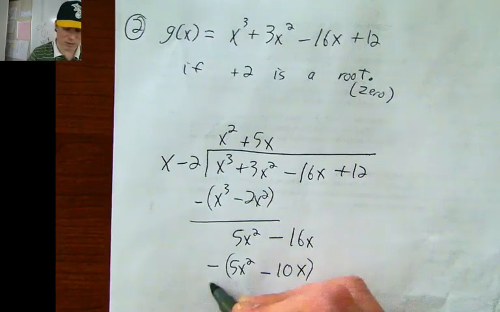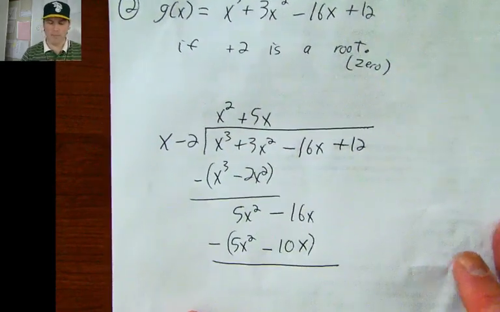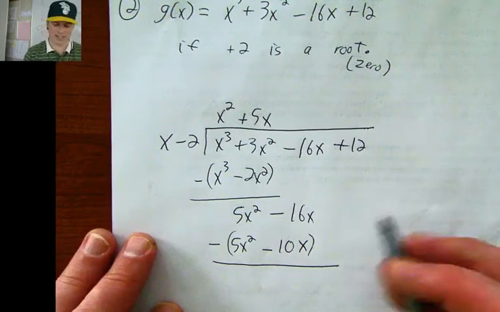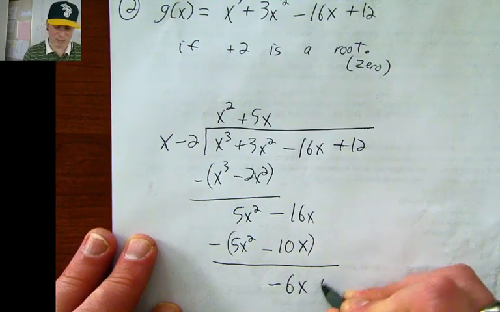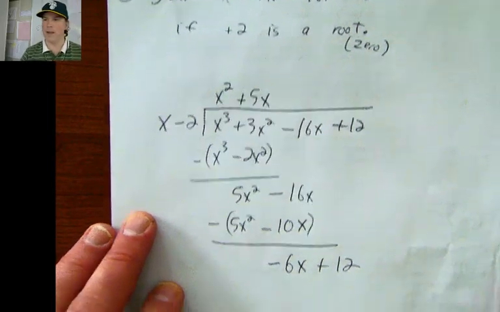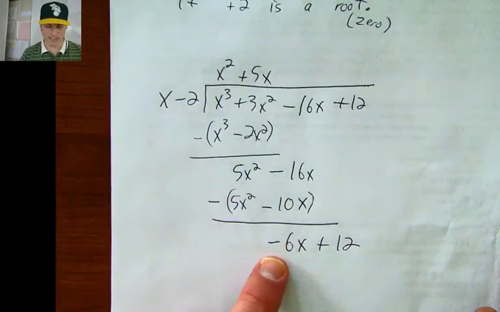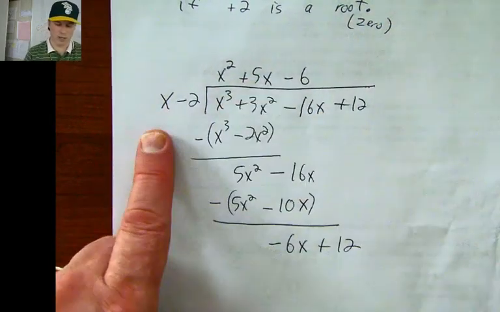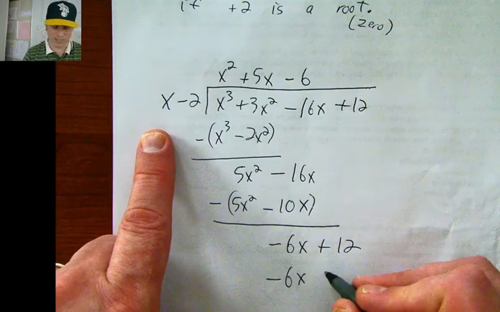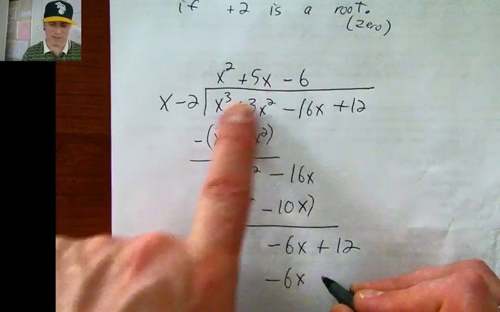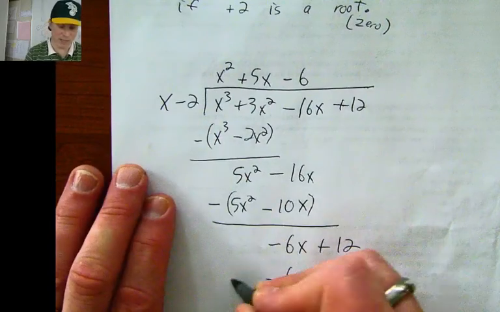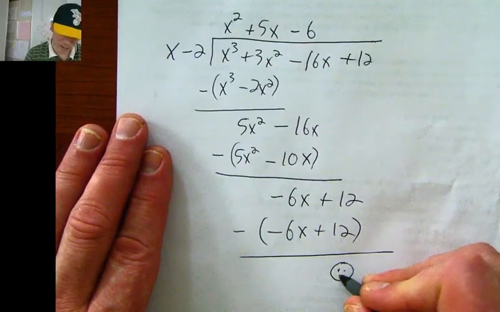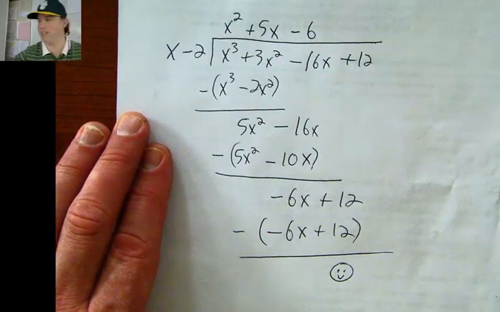Minus 5x squareds go away. Negative 16x plus 10x is negative 6x plus 12. And our last step, x times what is negative 6x? That would be minus 6. Distribute. And this is where we should start looking, see that remainder of 0. Negative 6x, negative 6 times negative 2 is positive 12. And then when I subtract, everything cancels out, and I get a happy nothing remainder, a remainder of 0.